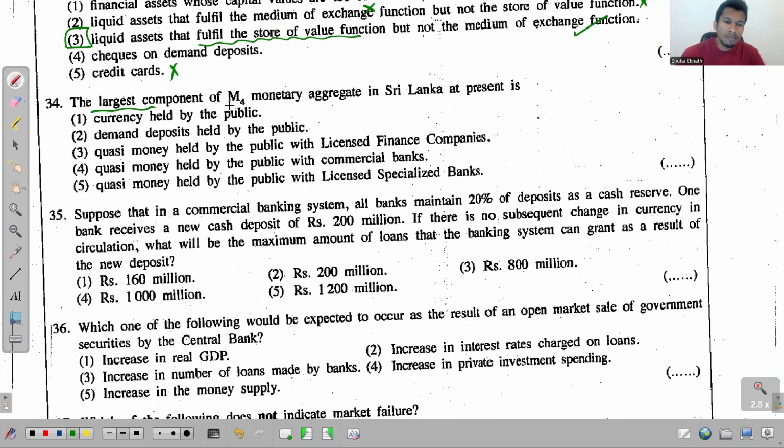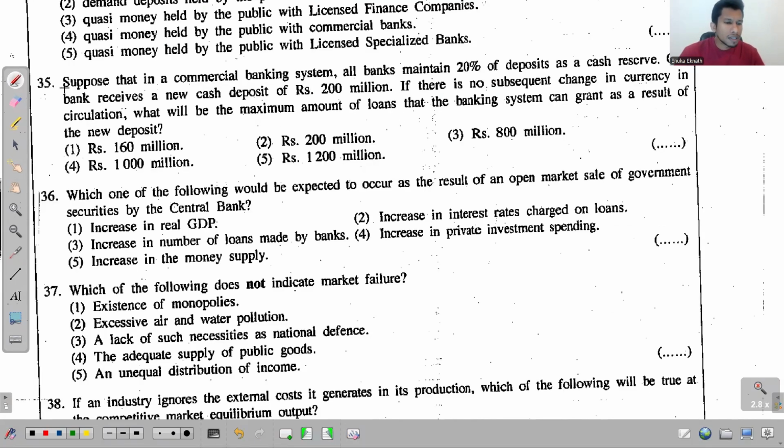The largest component of M4 monetary aggregate in Sri Lanka at present. So once again, this answer will not be valid for your A-level year. So I'm going to skip this. Right, look at this question 35.